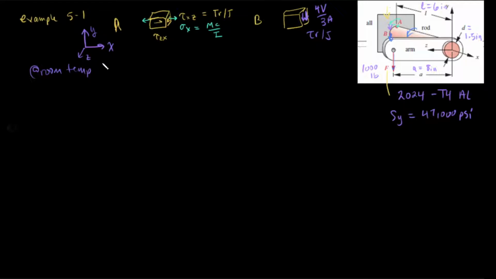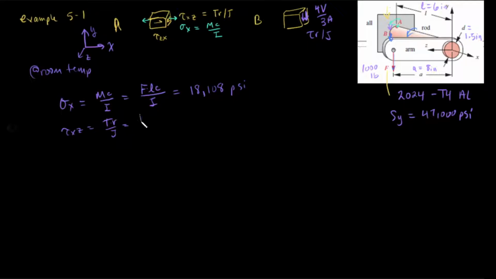We're just going to consider these states of stress. So let's calculate our stresses so we can get our principal stresses. Sigma x for point A is Mc over I. That's going to be F times L, the force times the distance of the arm, times the distance to the neutral axis, over I. If we calculate those values, we get 18,108 psi.